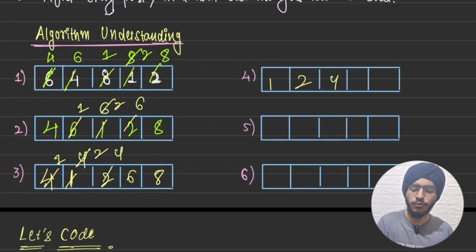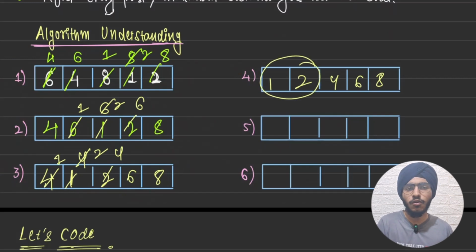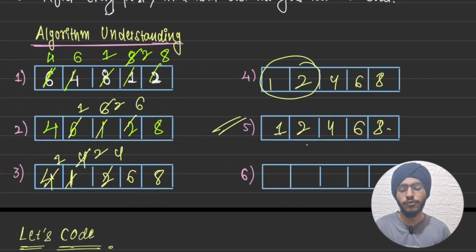Now we got 1, 2, 4, 6, 8. Now the focus area shifted to only these two elements. Now 1 is less than 2, so no swap. So yes, finally we got the sorted array, that is 1 is less than 2, 2 is less than 4, 4 is less than 6, 6 is less than 8. So you see how swapping is helping us.